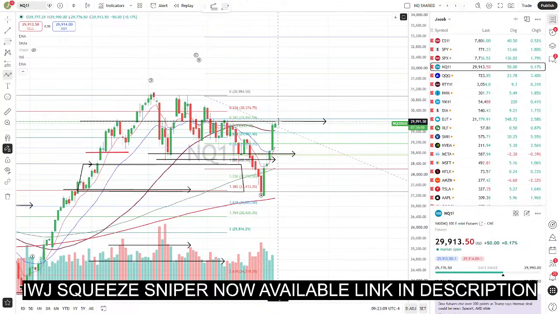If the NQ is going to follow through and get through 30,000, I would expect a new top around 32 to 33, as high as 35. But I think 32 to 33 would be more accurate. And if they don't get through, we could definitely see a backside fallout on the NQ.